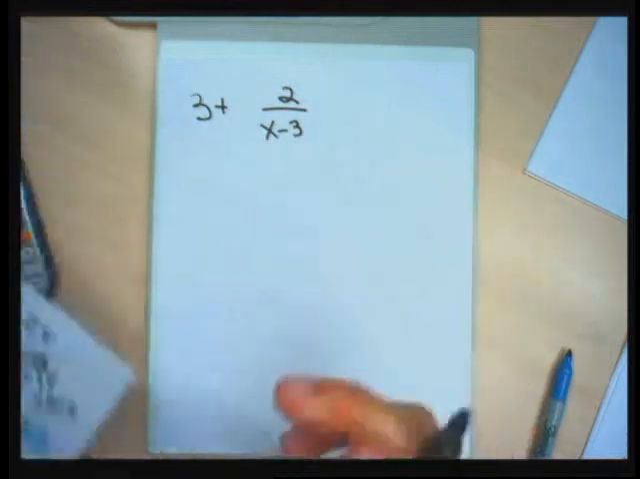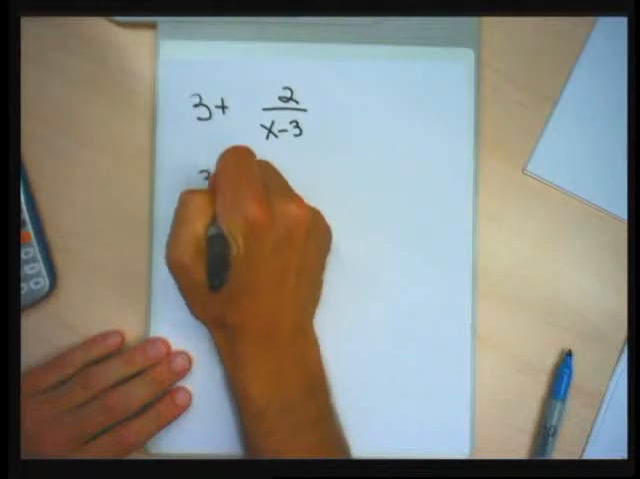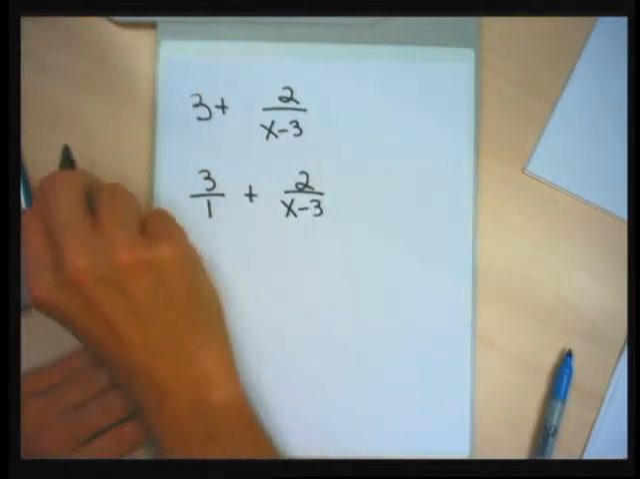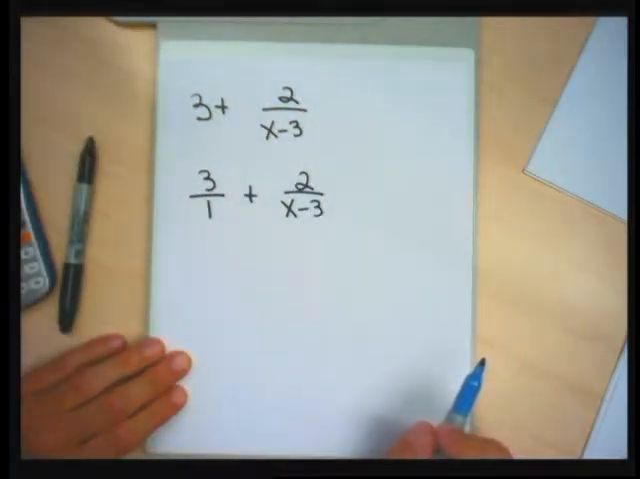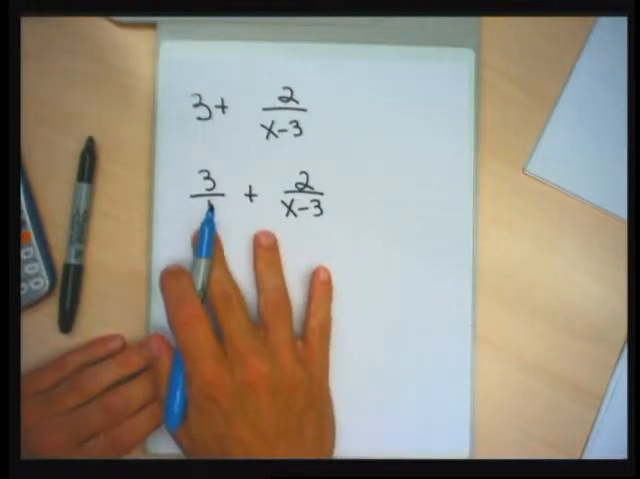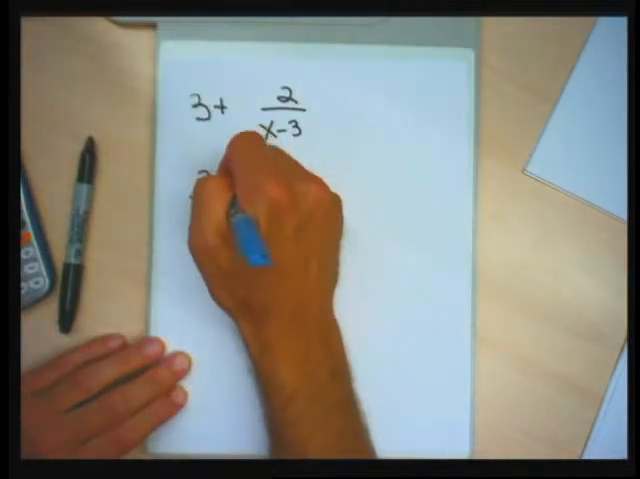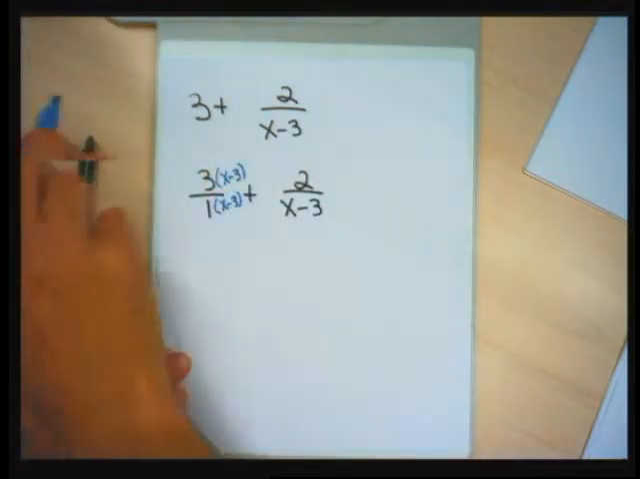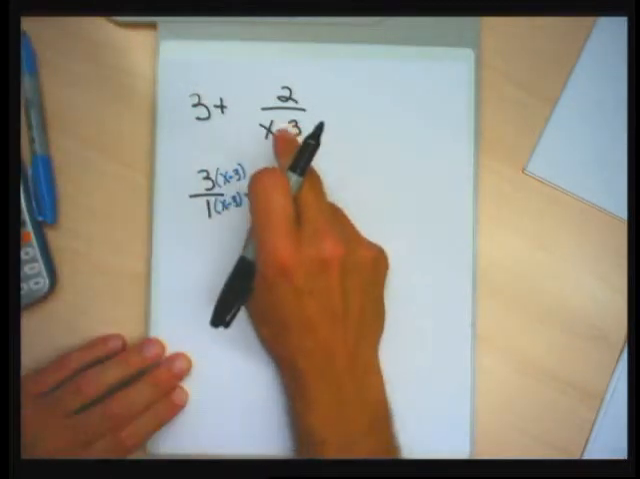both pieces weren't fractions. And for me to add or subtract fractions, I like each piece to be a fraction. What I'm going to do is take the 3 and write it over 1 to make it into a fraction. And now I'm going to multiply this denominator, the 1, by x minus 3. Basically, I'm going to make each fraction have the denominator x minus 3. The first denominator, if you multiply the 1 by x minus 3, you get x minus 3. So I'm making both fractions have the right denominator.